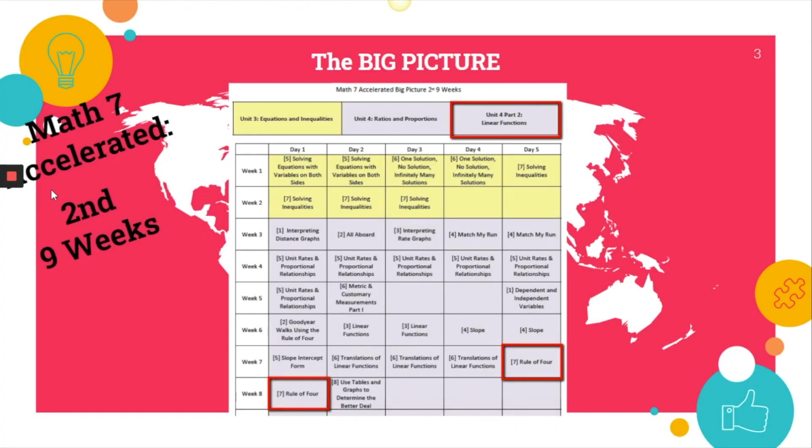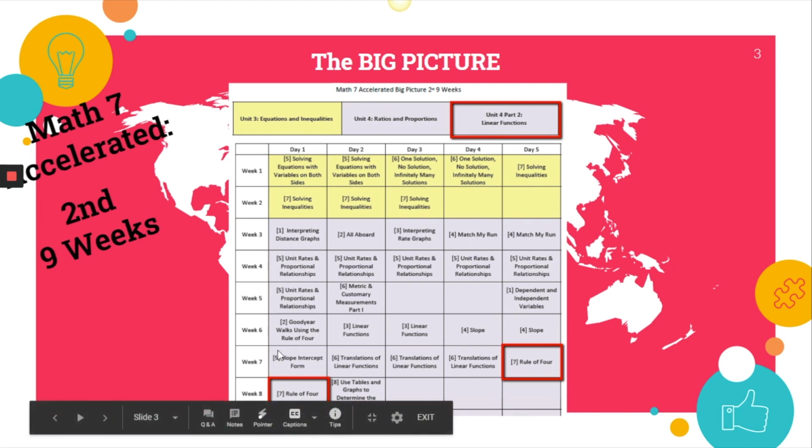As you can see here, this is only Math 7 for Math 7 Accelerated. This is during the second 9 weeks. Once again, Unit 4, Part 2 for linear functions. And if you notice down here towards the bottom, this lesson will be taught during week 7 and week 8, and it is a 2-day lesson.